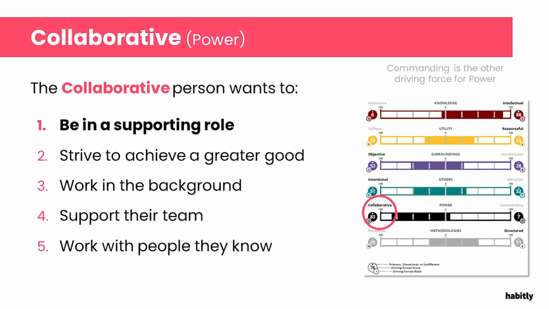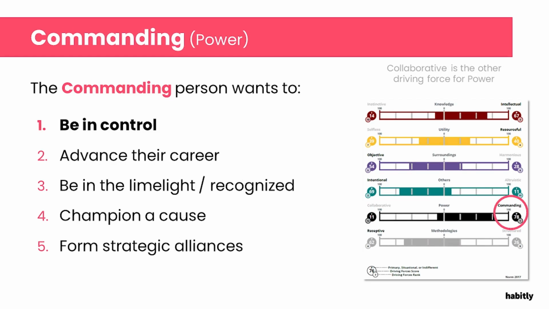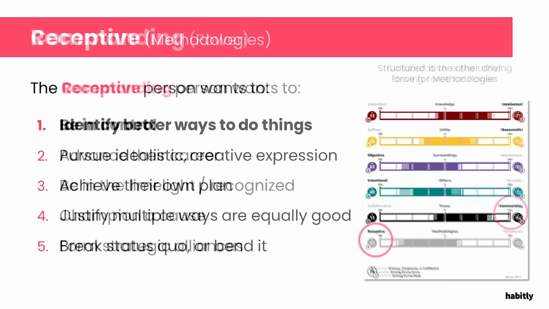Well, then what's going to be the opposite of that? In individualistic. Well, the high individualistic is commanding. They want to be in control. They want to advance their career. They're comfortable in the limelight to get recognized. They're happy to champion a cause, whether it's a results-oriented cause or a social cause, form strategic alliances, but they get things done for their reasons, okay? And they like being in control and driving it. Typically, an owner has a reasonably strong commanding type of profile because they're going to drive things.